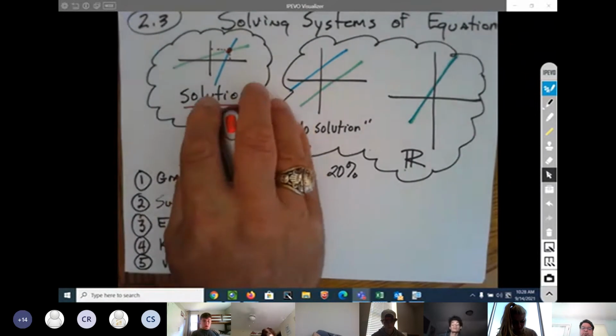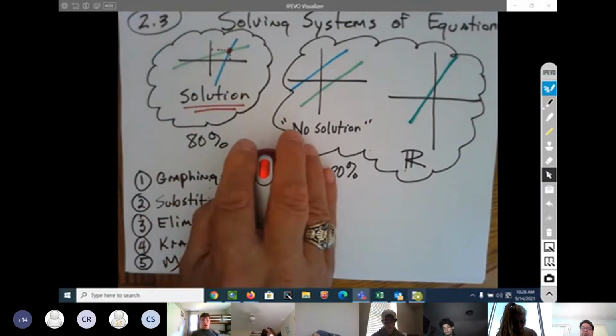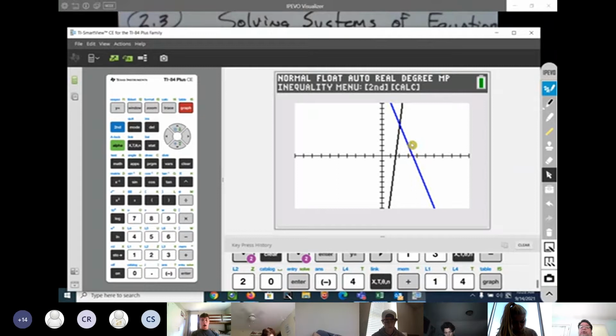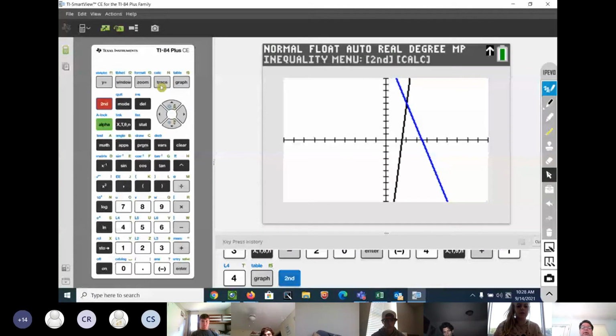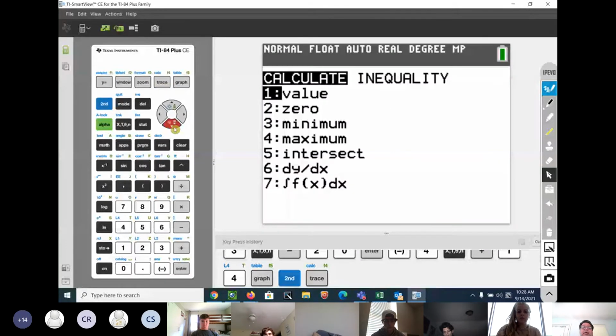Let's look at the last one that I did on the graphing calculator. How can I find that intersection point? I'm going to show you a little trick I learned in the war. If you want to find an intersection point, it's second, trace, and go down to intersect.